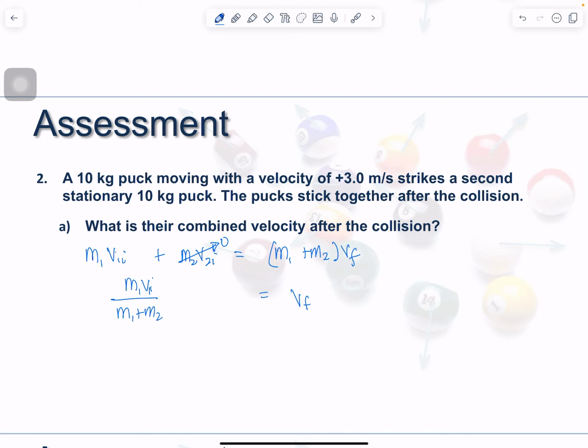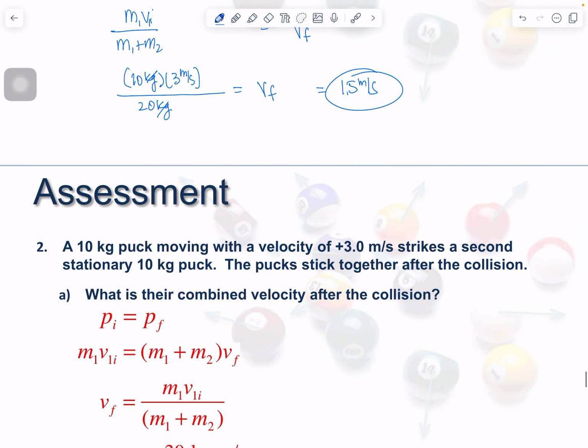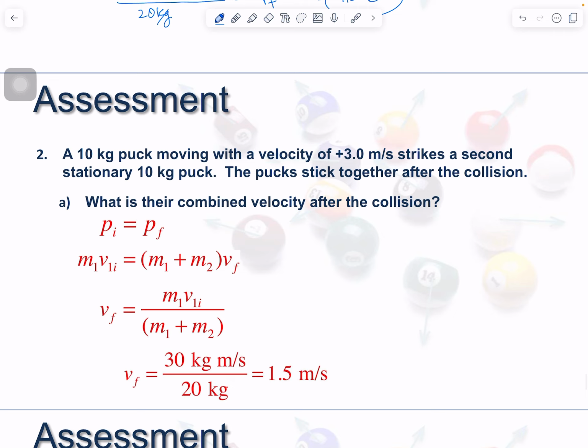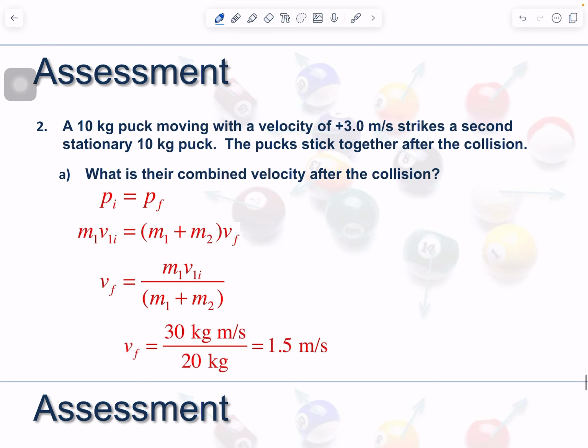That's all right. So I've got 10 kilograms times 3 meters per second over 20 kilograms. And that is going to be my V final. Those cancel. And 10 divided by 20 is 1/2. 1/2 times 3 is equal to 1.5 meters per second. That is the answer. And that's also what people who wrote this think is the correct answer.